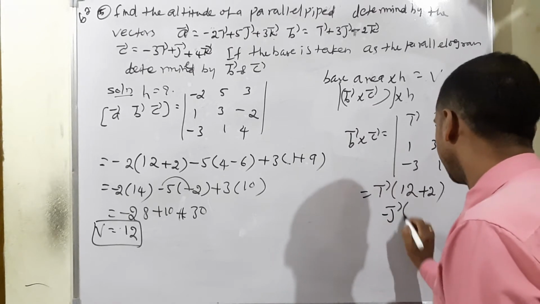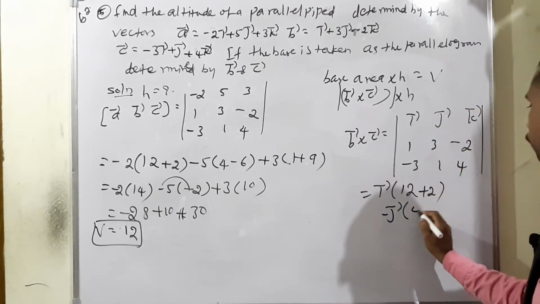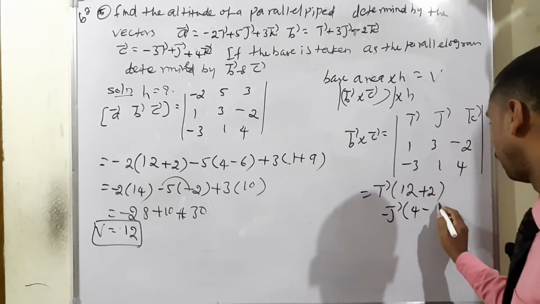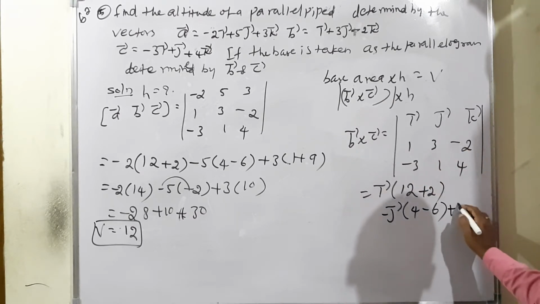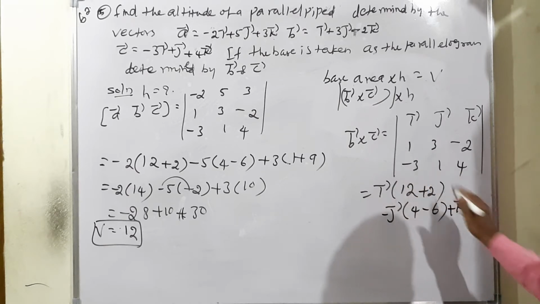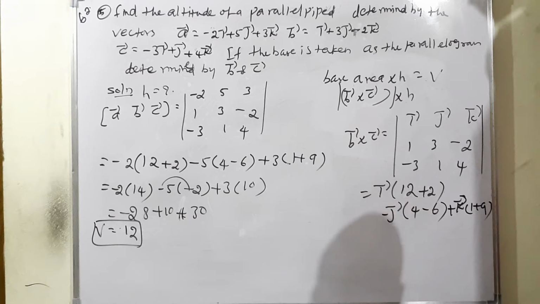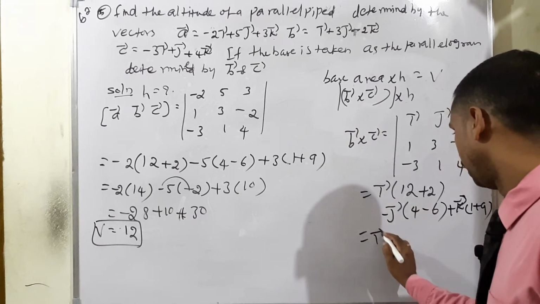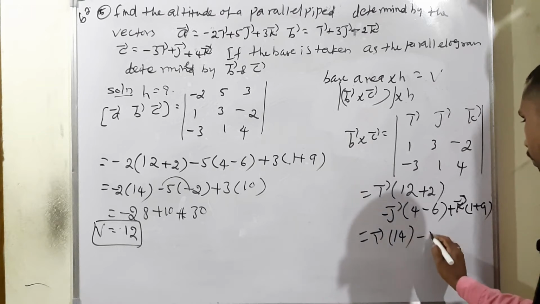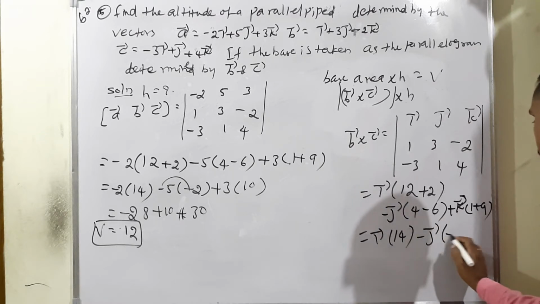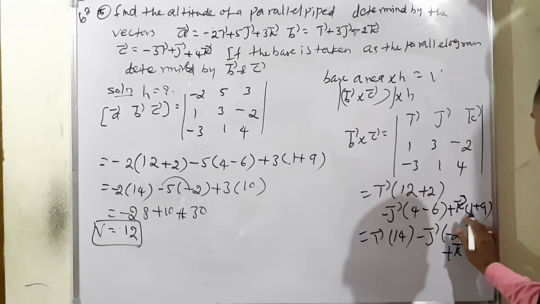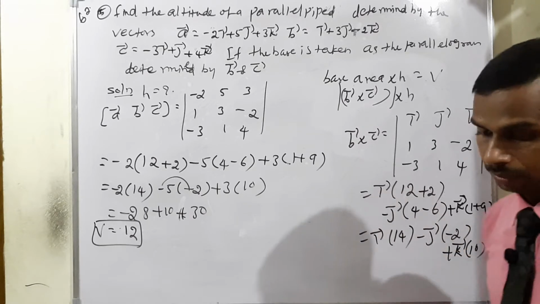So, minus j, look at there, 1 into 4, 4. Minus 3 into minus 2 means positive 6, cross multiply means minus. Then plus k vector means, k 1 into 1, 1 plus 9 will come, isn't it? Now, i vector 12 plus 2 means 14, then minus j vector 4 minus 6, minus 2, plus k vector means 1 plus 9 means 10.